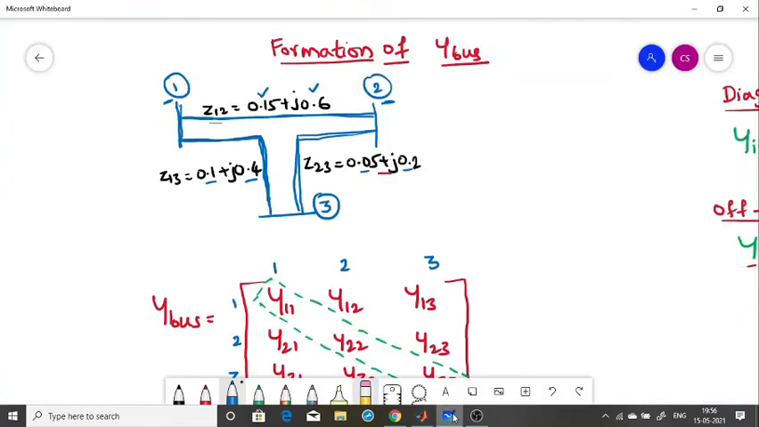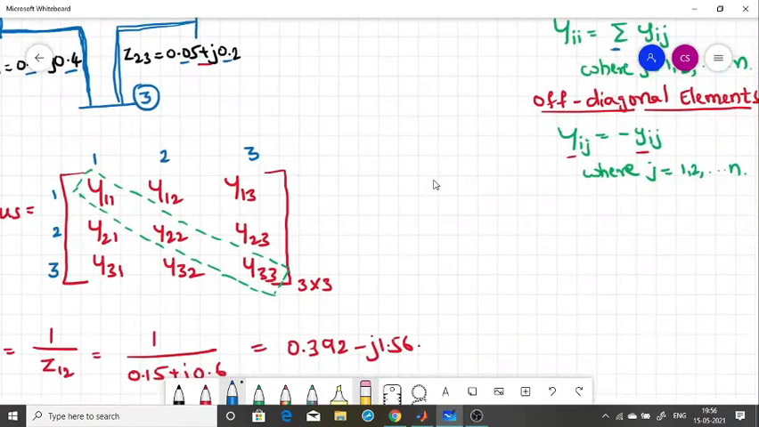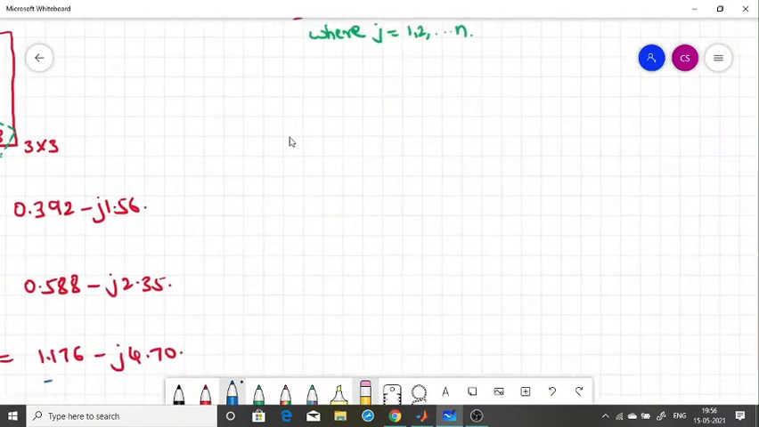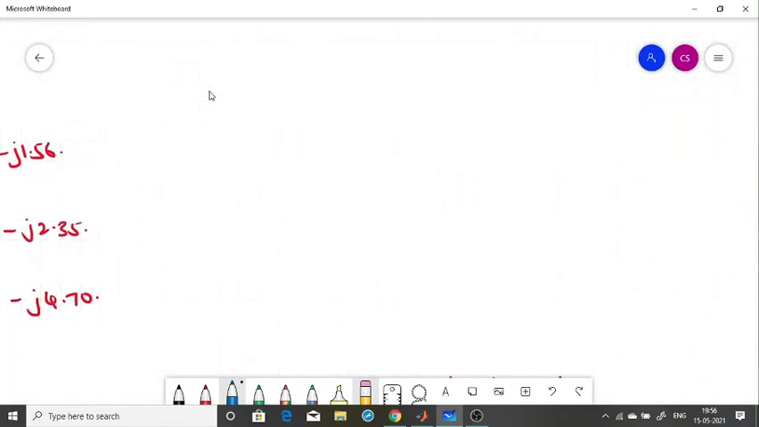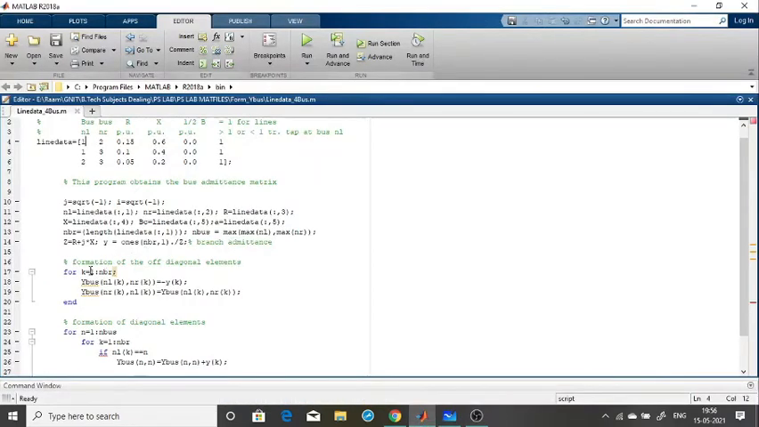So how it is going to be done: first of all, I think this one is clear, right? We'll try to understand this one. So how are we going to understand this one?